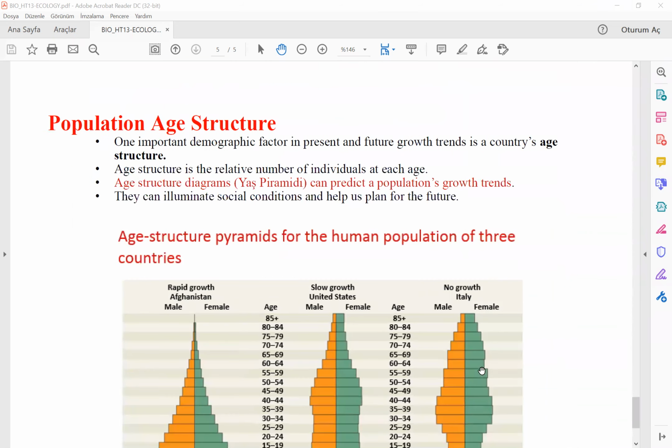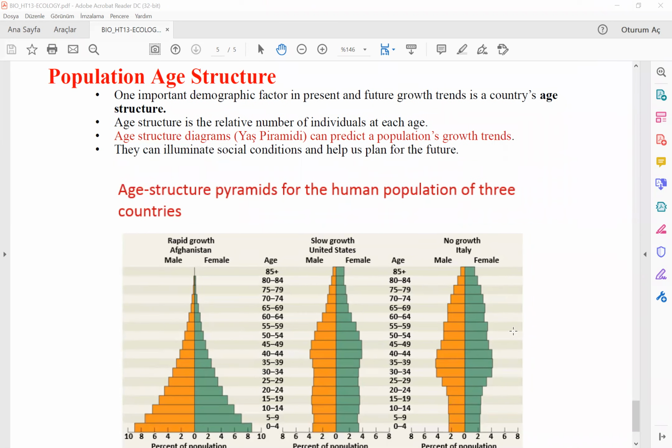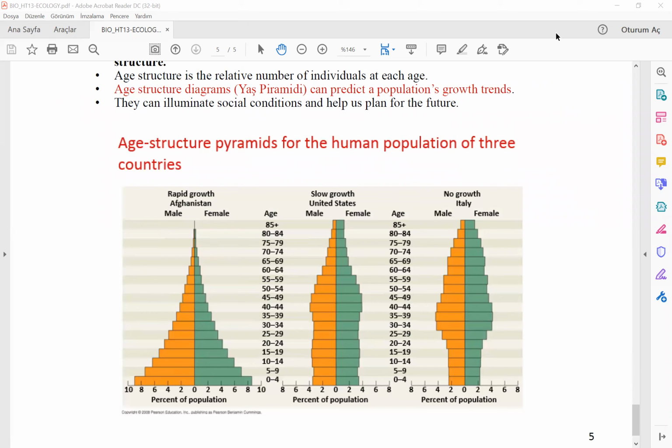Okay. Lastly, the last population dynamic is the population age structure. One important demographic factor in present and future growth trends is a country's age structure. Age structure is the relative number of individuals at each age. An age structure diagram can predict population growth trends in future generations. They can illuminate social conditions and help us plan for the future of communities or countries. There are three different types of age structure.